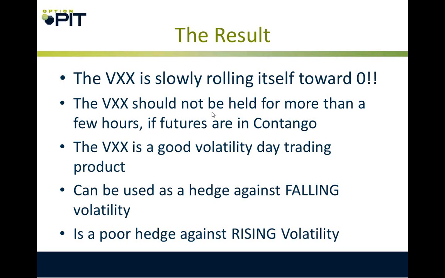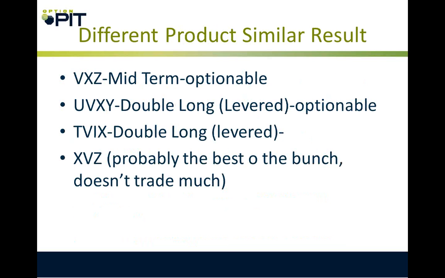All right. So I don't mind using VXX as a hedge against falling volatility. But it's a terrible hedge against rising volatility. So here's some different products with similar or worse results. VXZ is the midterm. It's months 4 through 7. And it's bad, but it's not as bad.